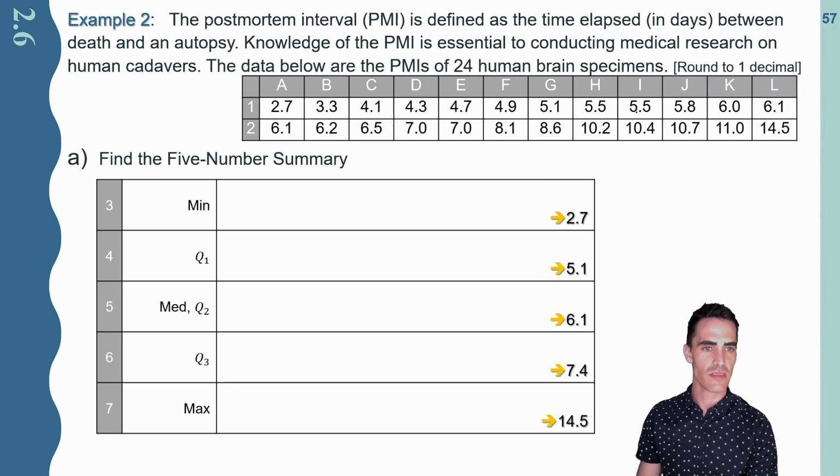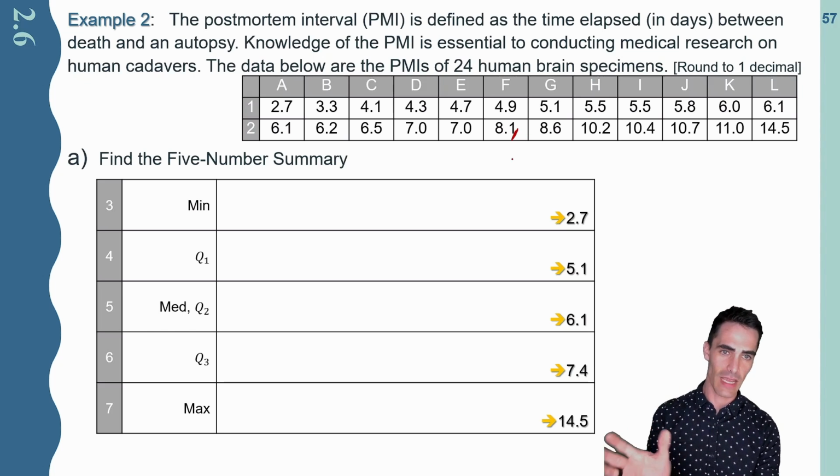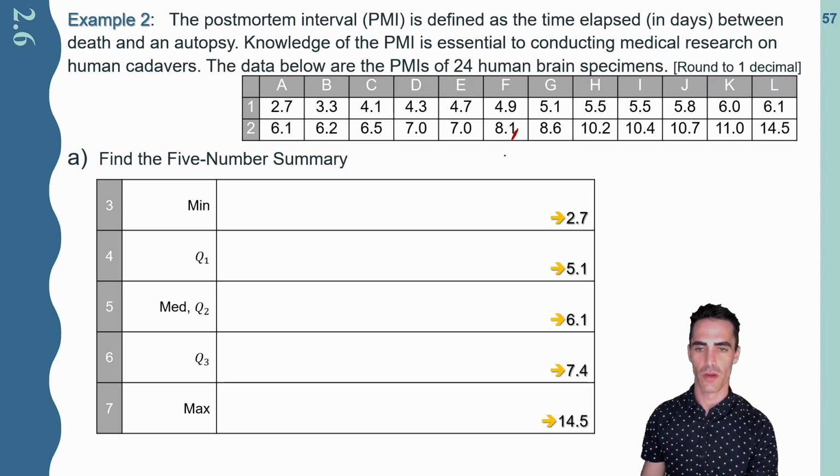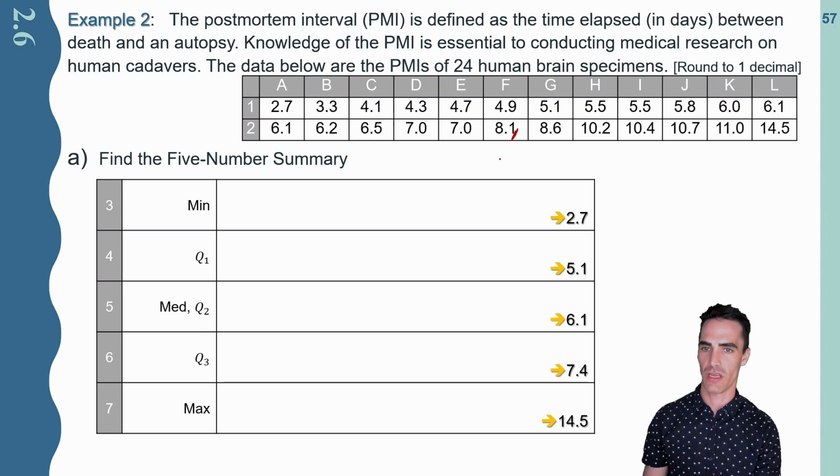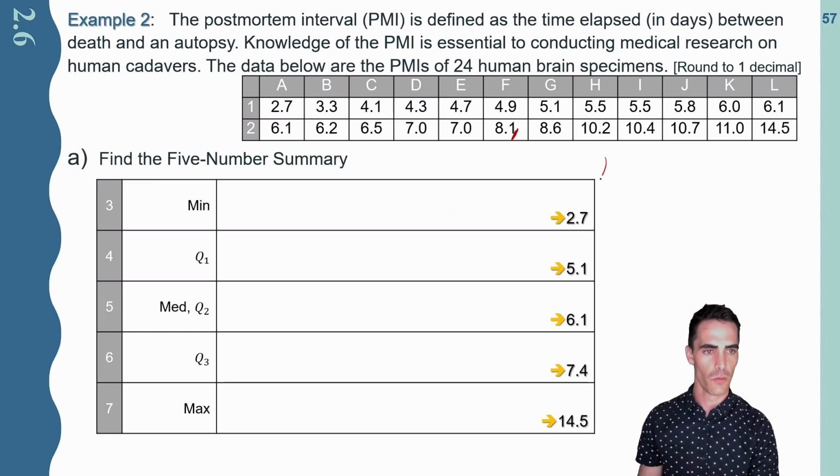So we have all of these different time intervals. For instance, this 8.1 means that body sat for 8 days and a little bit longer before it was worked on. I want to compute or figure out what the 5-number summary is, and we can do so with Excel.